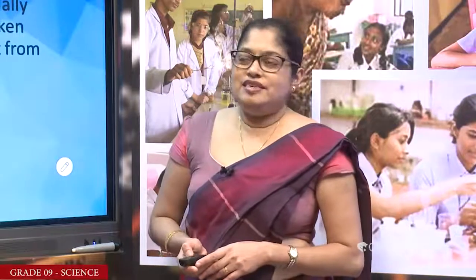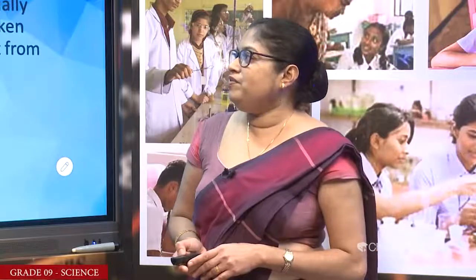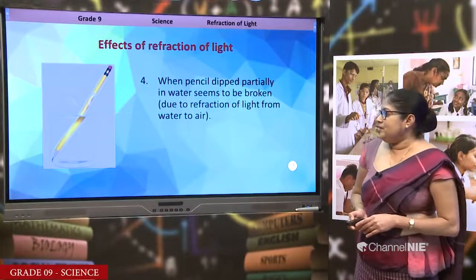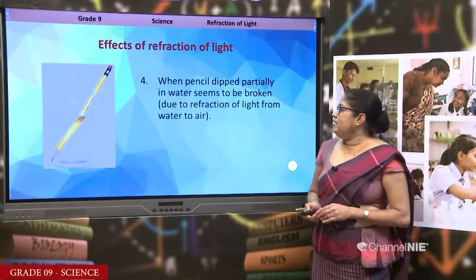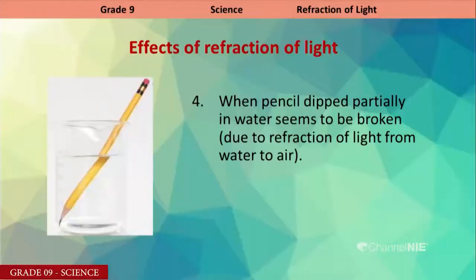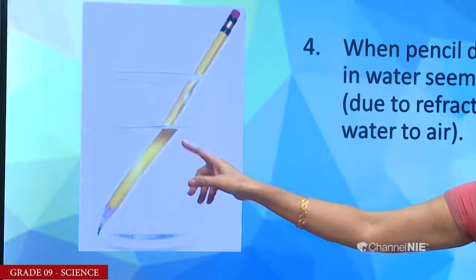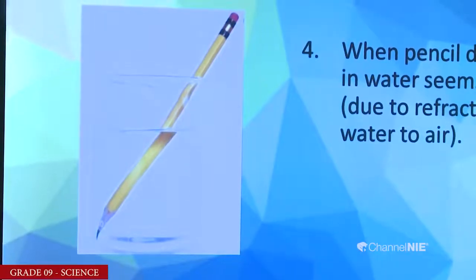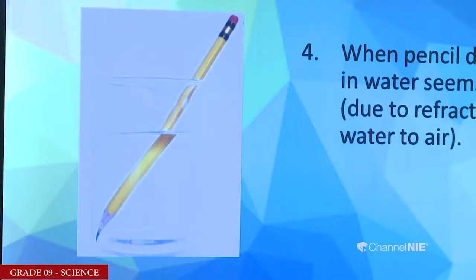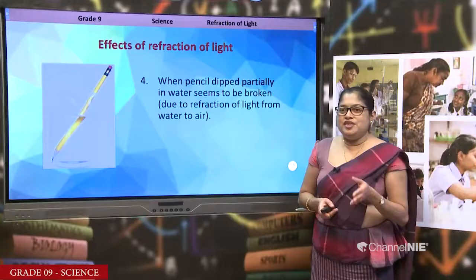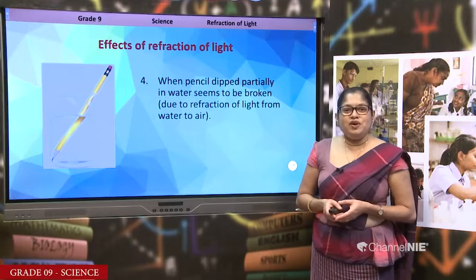The next incidence related to the refraction of light is this. When a pencil is dipped partially in water, as you can see here, it seems to be broken at this interface. This is due to refraction of light from water to air. You can do this at home and see whether you can also see this.